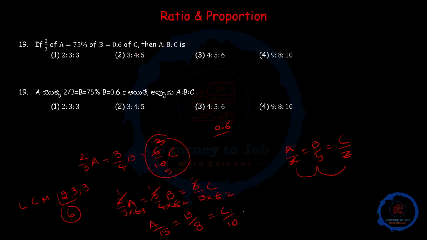Okay, A is to B is to C, 15:8:10, will it go again? No. 2/3 A is equal to 75% means 3/4 B is equal to 0.6 means 3/5 C. This is 2/3, sorry, 2/3 divided by 6, so here 3 into 3 is 9. So 9:8:10 is the answer. So this is the answer.